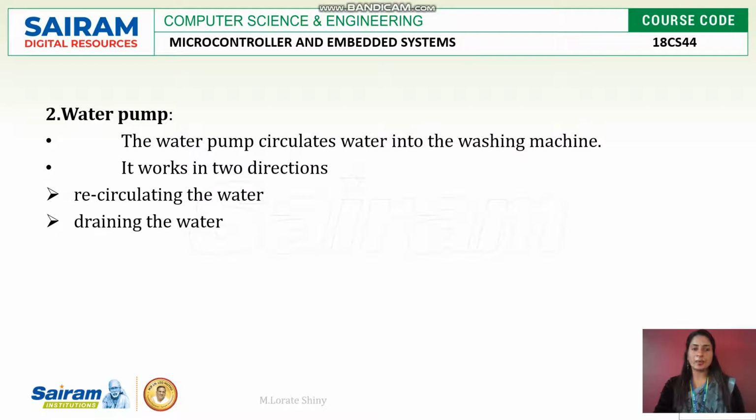Second one is the water pump. The water pump is used to circulate the water inside the washing machine, and it works in two directions. One is recirculating the water, another is draining the water. This water pump recirculates the water during the wash cycle, and it drains the water during the spin cycle.